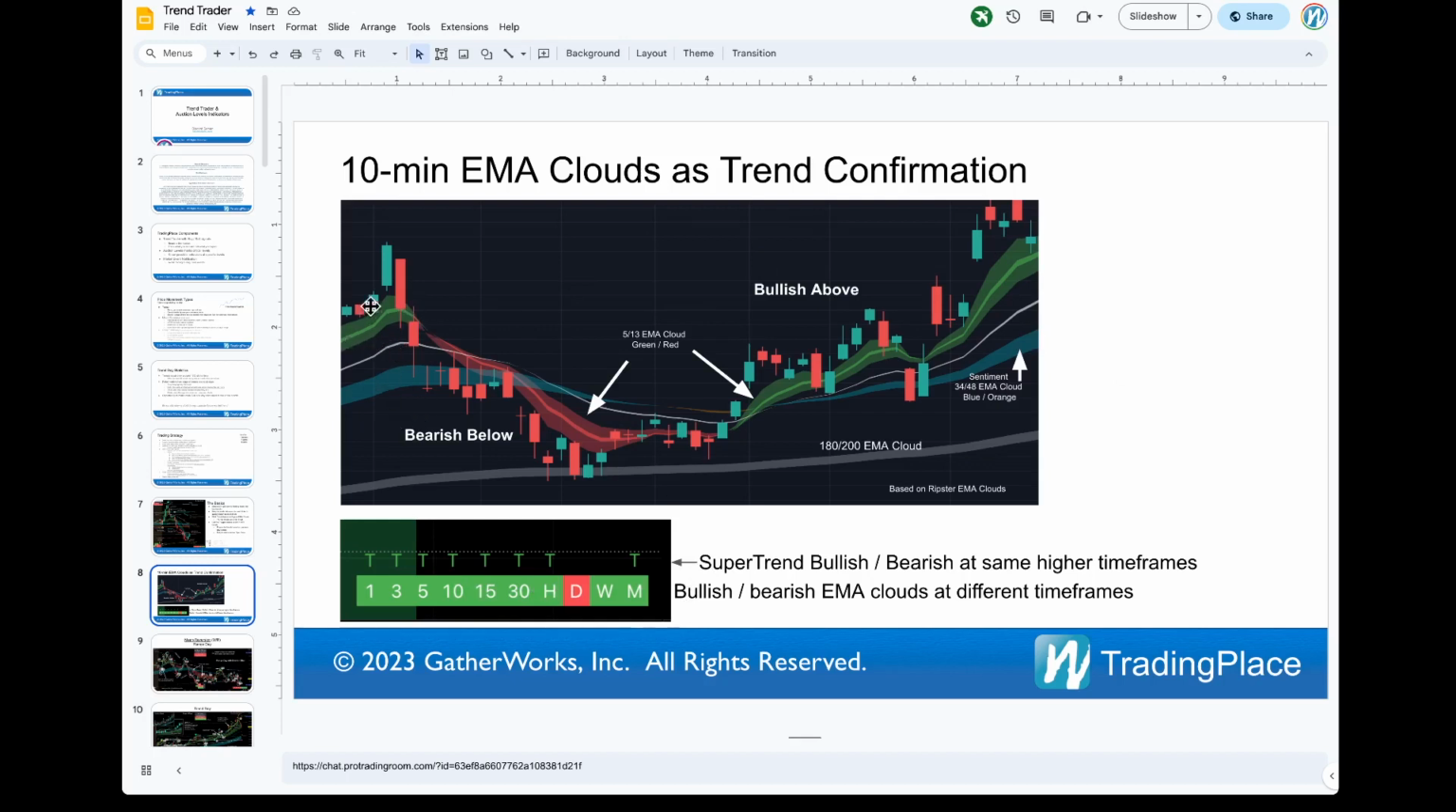So when it's a green EMA cloud, above it, you're bullish. So this is the 5-13, and then this one down here, that's the 34-48 EMA. So that's a little slower moving. So when you're above both, you're going to be bullish, and to become bearish, you have to break below the 34-48. Now Ripster, he uses 34-50. We use 34-48 instead, so that's one subtle difference.